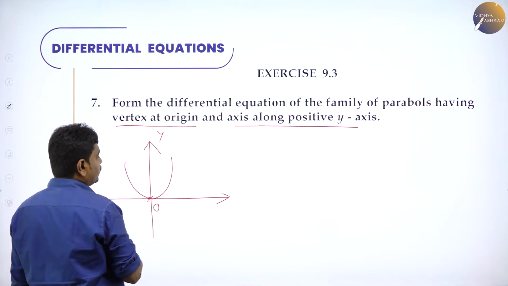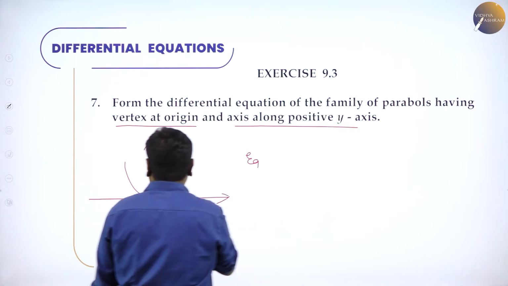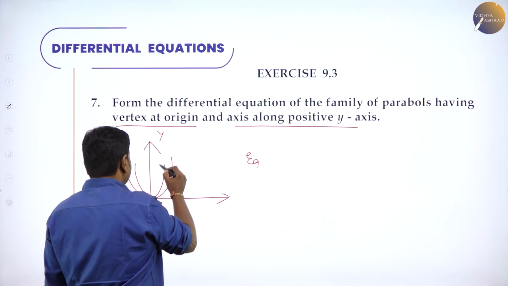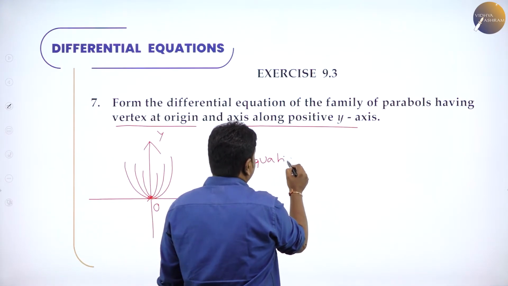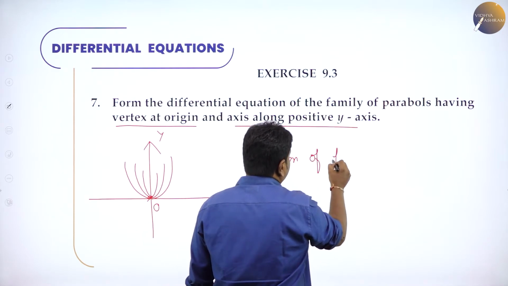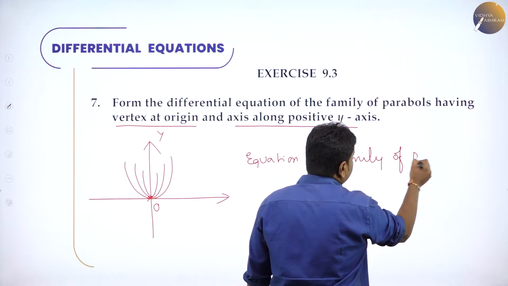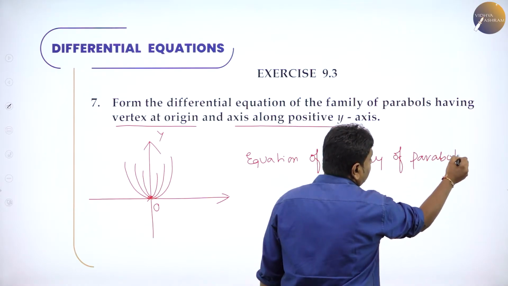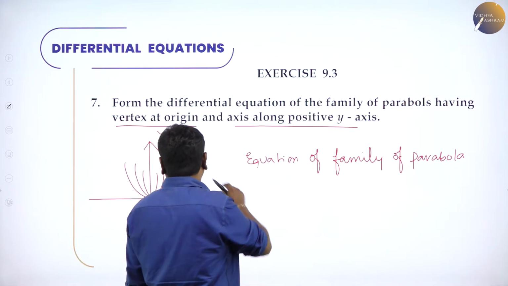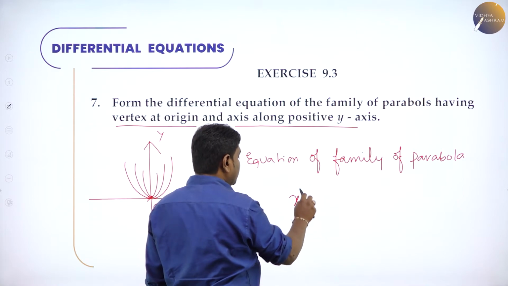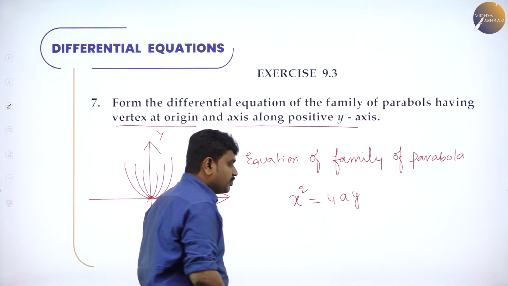This is origin. So you know what is equation of parabola is. So family of parabola means many parabolas which are having vertex like this and this. So equation of family of parabolas. They have not given the equation, so we have to write the equation of family of parabolas. To write the equation, first you should have basic knowledge of conics of 11th standard, first year PUC conic sections. If it is symmetric about y axis, the parabola is x square is equal to 4ay. So this is the parabola.